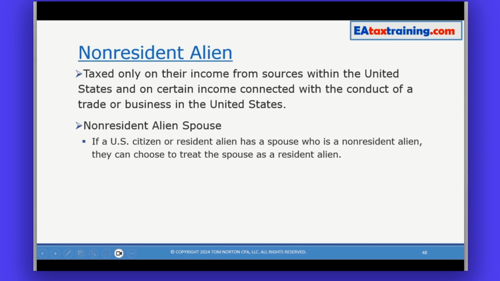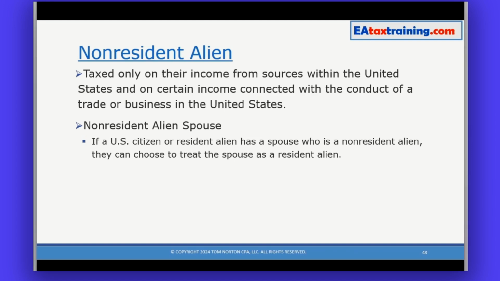Non-resident aliens, so that's any other alien that doesn't meet one of those two tests. They are taxed only on their income from sources within the United States, and on certain income connected with the conduct of a trade or business in the United States. So I'm just going to call it, as a shorthand, their United States source income. That's what they are taxed on. Remember, a resident alien is taxed just like a U.S. citizen, which means on their worldwide income, no matter where it comes from.